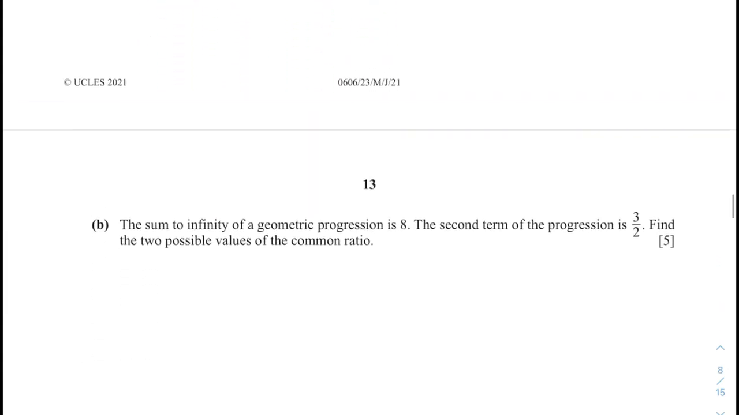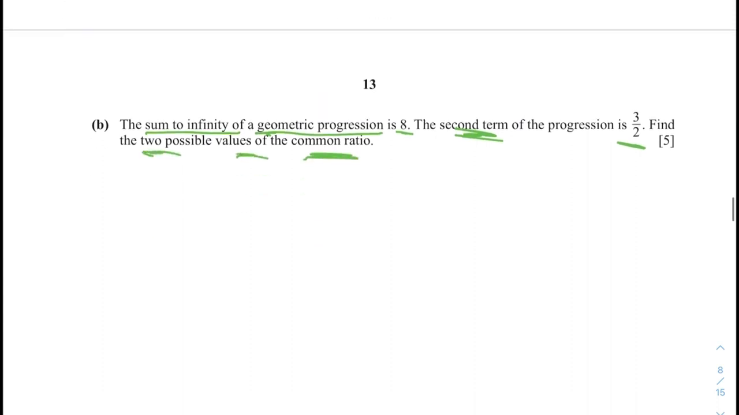All right. Then finally, that's the B part. They said that the sum to infinity of a GP is 8, and the second term is given. So we should find 2 possible values for the common ratio. The fact that they are saying you should find 2 possible values means that we should actually get 2 values. If we don't get it, then we are wrong.